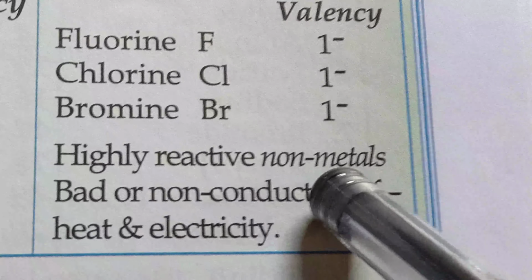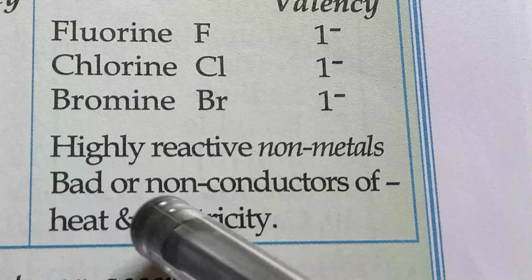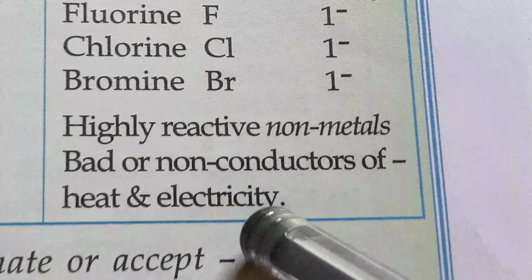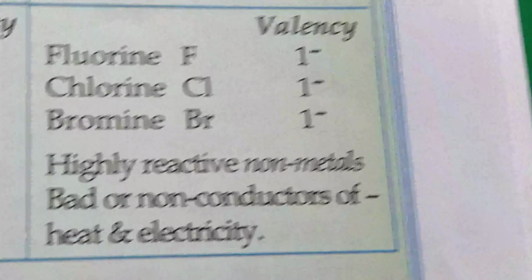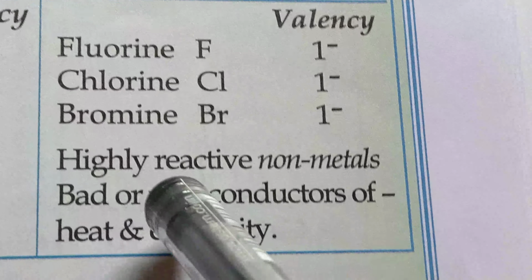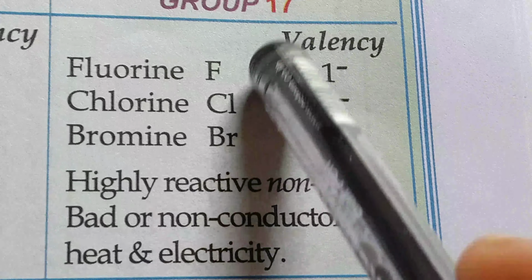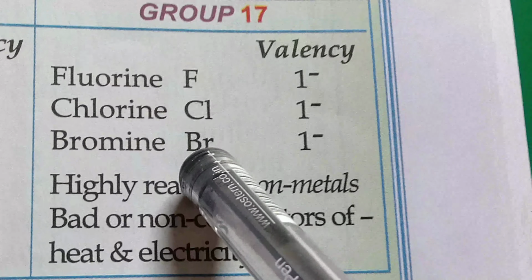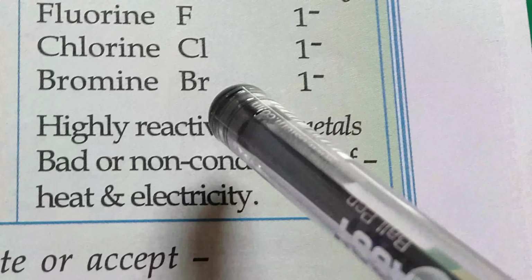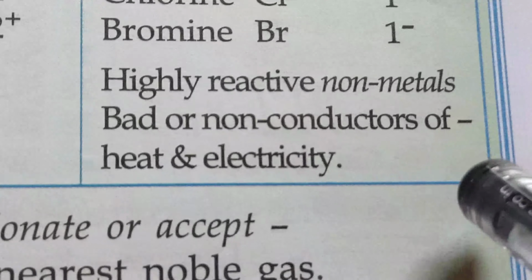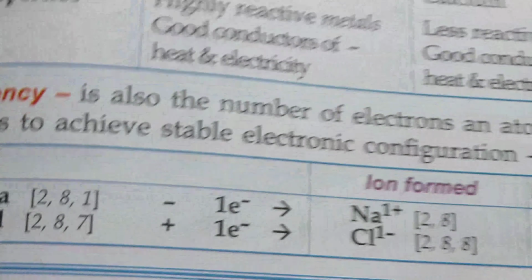Highly reactive non-metals, bad or non-conductors of heat and electricity. So basically, non-metals are bad conductors of heat and electricity, but they are highly reactive. So these are the common examples of highly reactive non-metals. These are fluorine, chlorine, bromine. They are highly reactive non-metals and bad conductors of heat and electricity.